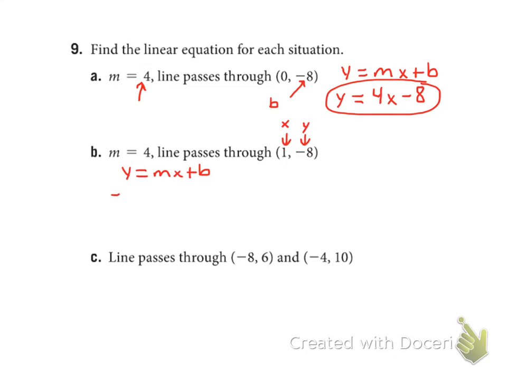So y is negative 8, and our slope is 4. x is 1. There you go. And then we have the plus b. Next step. Okay, the 4 times 1 is 4. So negative 8 is equal to 4 plus b.